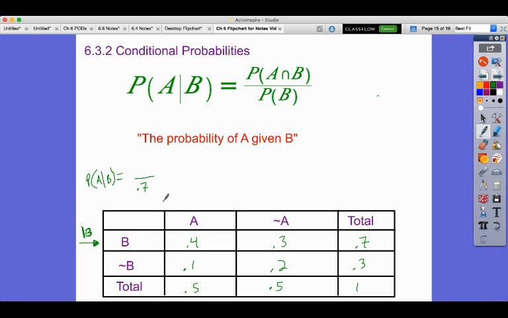Now, what's the probability that A happened given that B has happened? So we need to look at this 0.4 out of 0.7, which is the intersection of A and B, and we get 0.4 out of 0.7. And you can get a decimal for that.